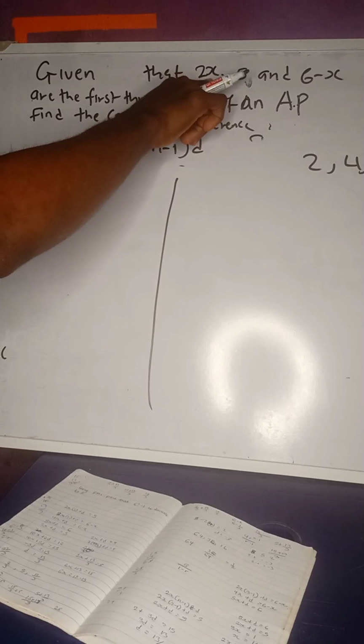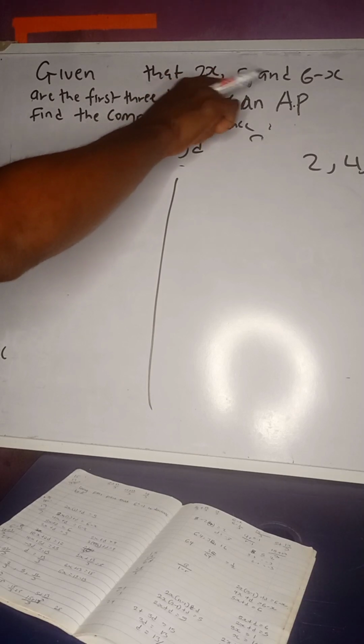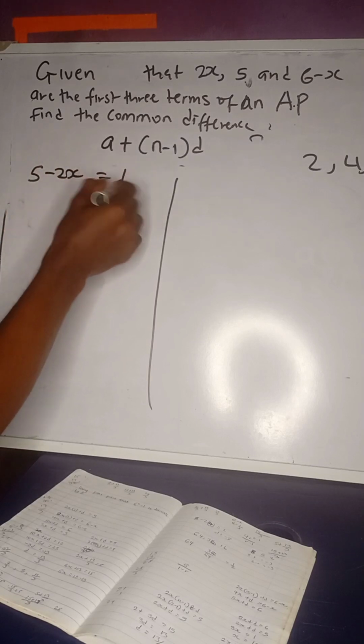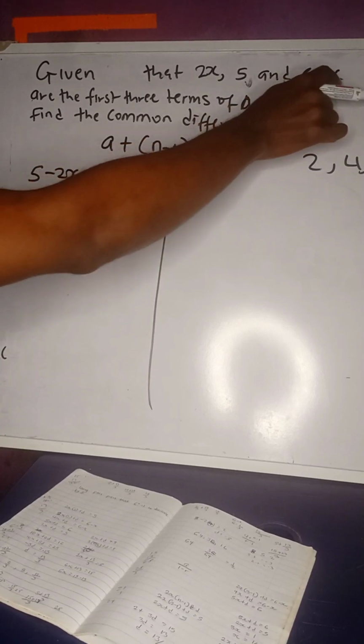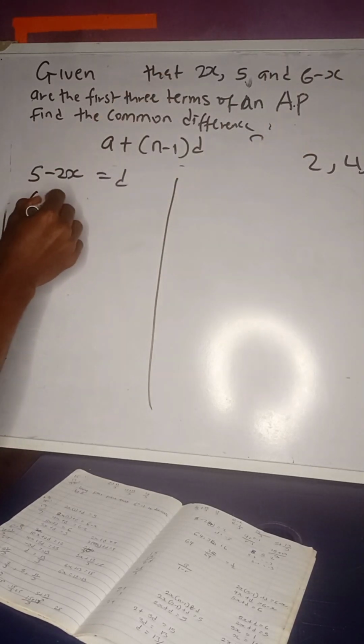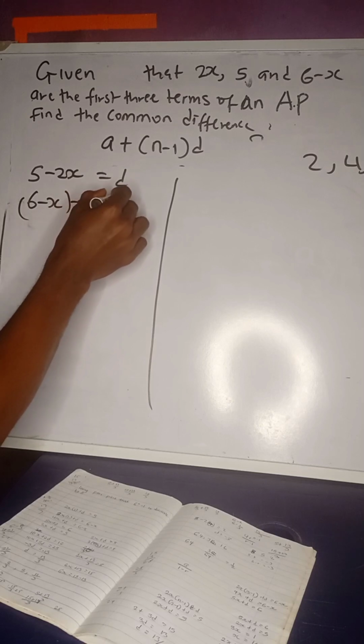So when you subtract 2x from 5, it should give us the common difference. So when we have 5 minus 2x, it should give us what? The common difference. The same thing goes with this. If you subtract 5 from this, it will give you the common difference. 6 minus x, minus 5, should give us what?